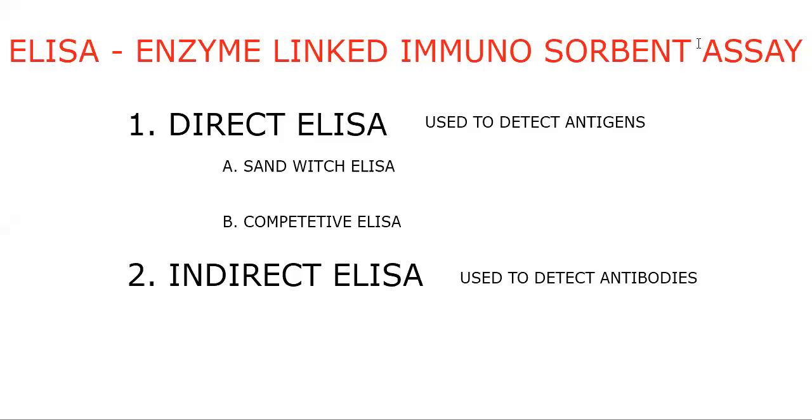ELISA, enzyme linked immunosorbent assay. We have two methods here: direct ELISA and indirect ELISA. Direct ELISA is used to detect antigens. Indirect ELISA is used to detect antibodies. Direct ELISA includes two types: sandwich ELISA and competitive ELISA.